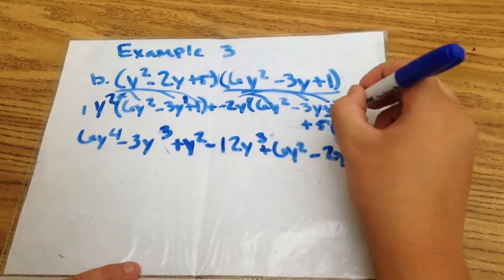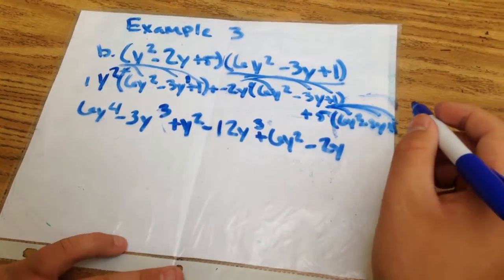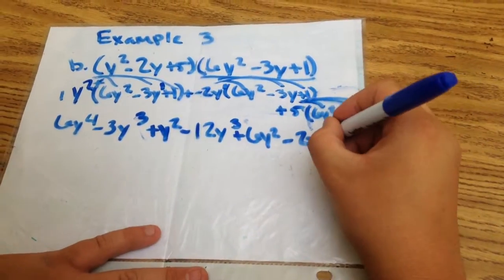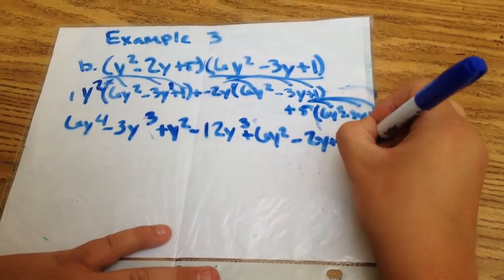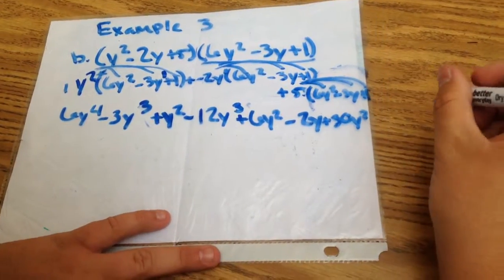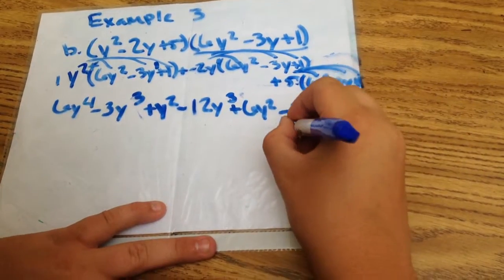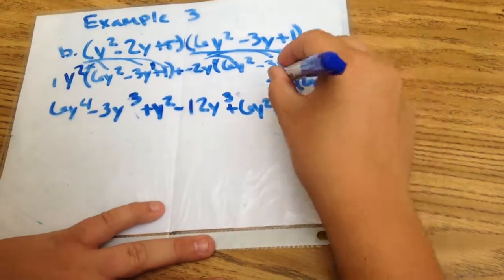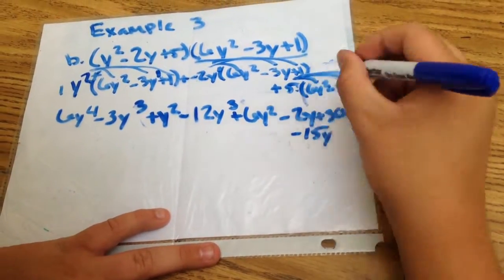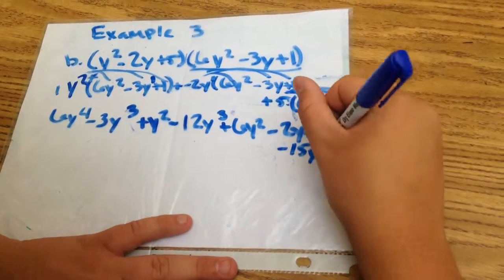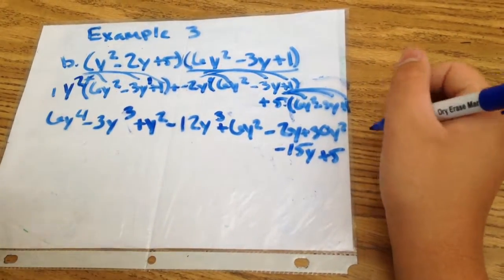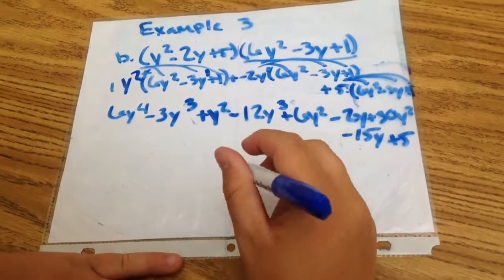And now you're going to distribute this 5 to all 3 terms. So now you're going to have plus 30y squared, because this one has no y's, minus 15y, because 3 times 5 is 15, and yeah, there's no y's again, and 1 times 5 is 5, so bring down that, plus 5. So now you need to combine like terms, any like terms that you have.